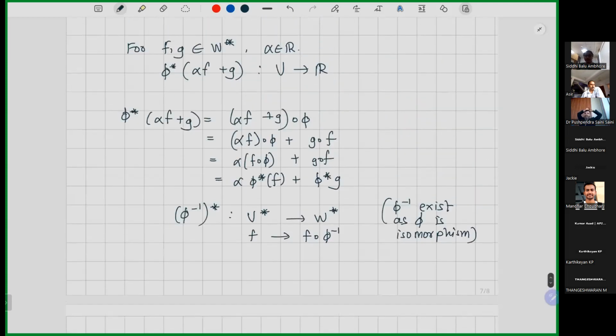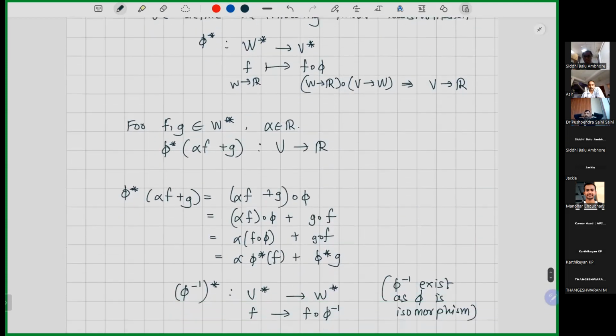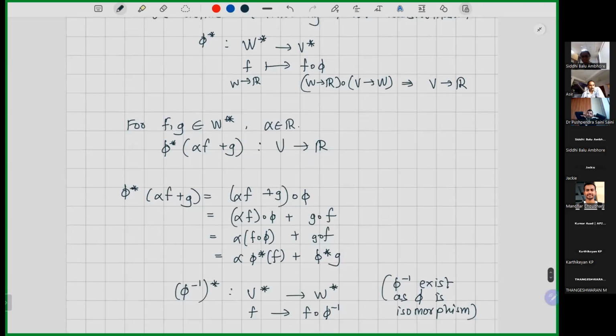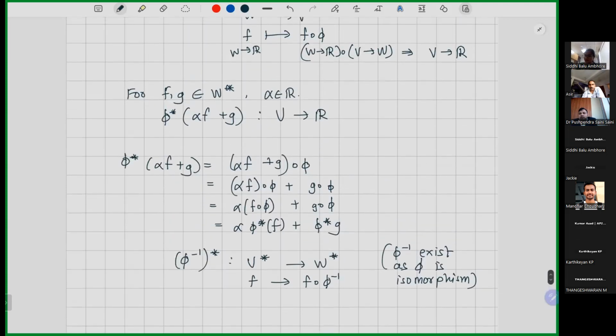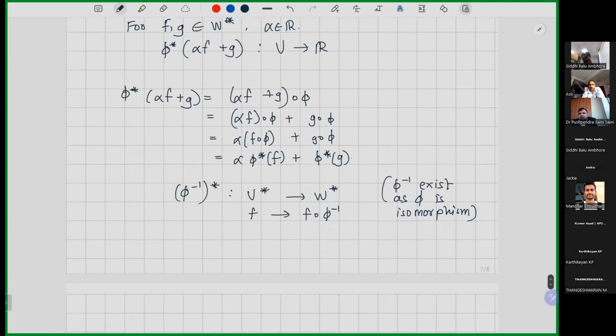In the above argument, you said that G composed with phi is G composed with F. Is that correct? Oops, here it should be phi. Yeah, it is phi. And then it is phi star of G. Thank you. Yeah, this is phi.